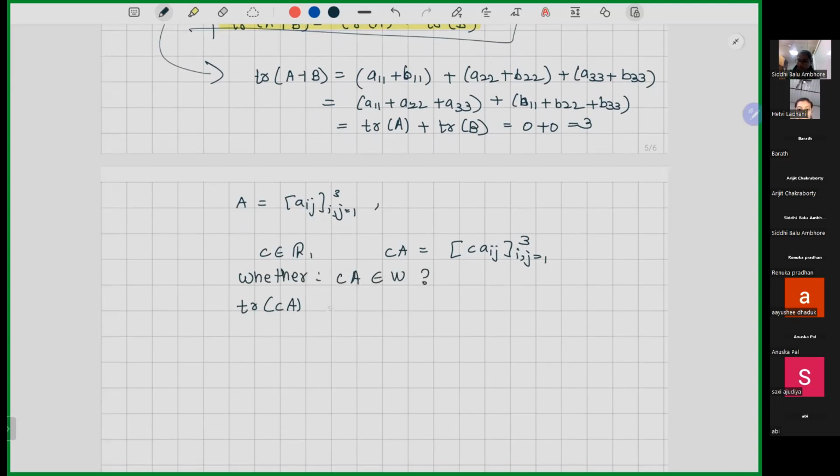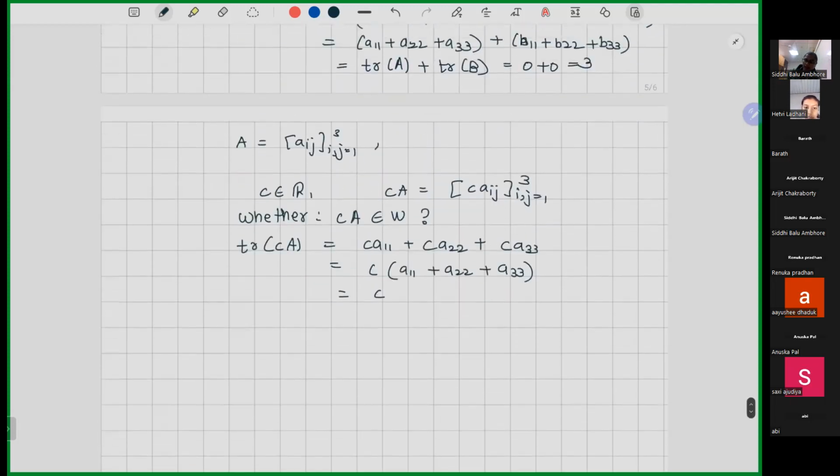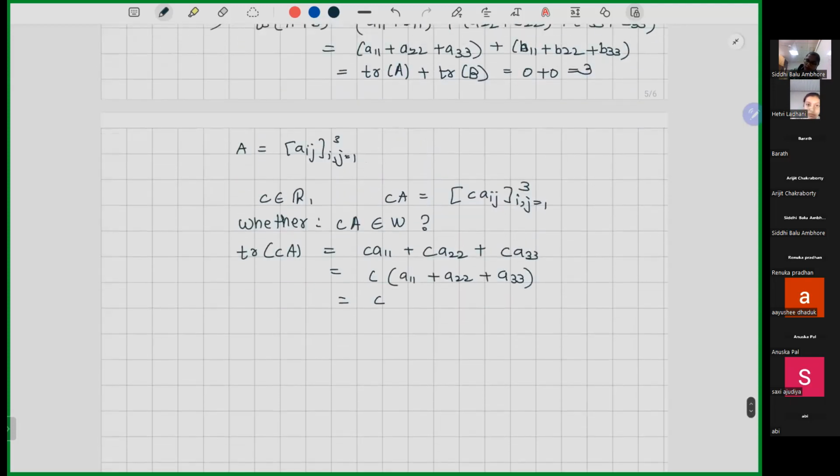Okay, so trace of cA is what? cA11 + cA22 + cA33. So it is c times (A11 + A22 + A33). Okay, so since we are taking A from W, this implies that trace of A is 0. This is for scalar multiplication, or let me write it in full, scalar multiplication.